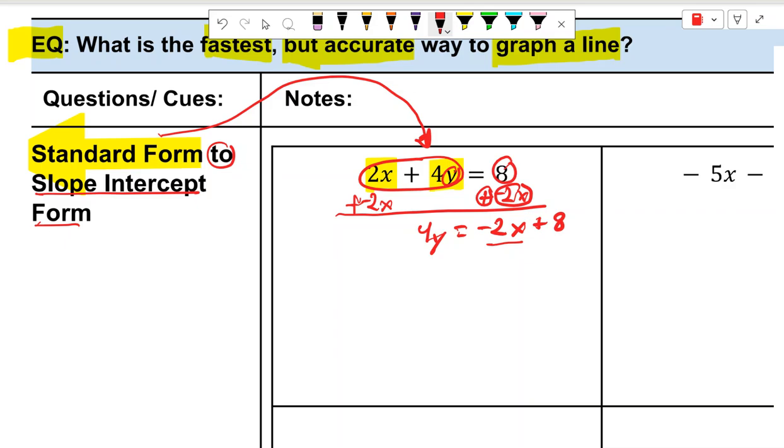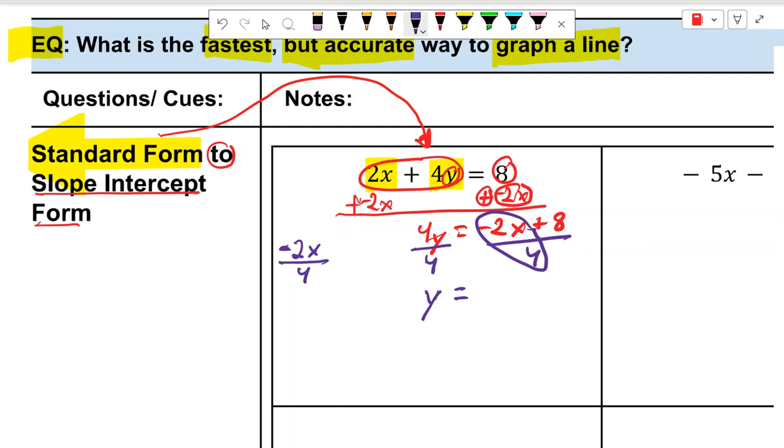It's the same value. All right, so let's deal with the 4 now. So we're going to divide by 4. That's the inverse operation of multiplication. And if you do it to one side, you do it to the other. 4 divided by 4 is 1, and you can see that y is now isolated. And over here, we have negative 2x divided by 4. So let's study that just a little bit. Negative 2x divided by 4.